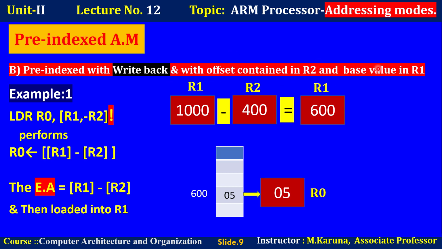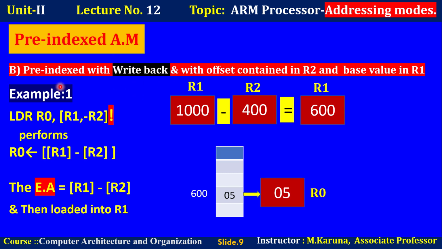in R2 and base value in R1. Here we are using the base value, that is the address available in R1. The offset resides in the R2 register. So here the offset is not mentioned directly in the instruction. The offset is available in register R2. See the example: LDR R0, [R1, -R2]. Here write back.